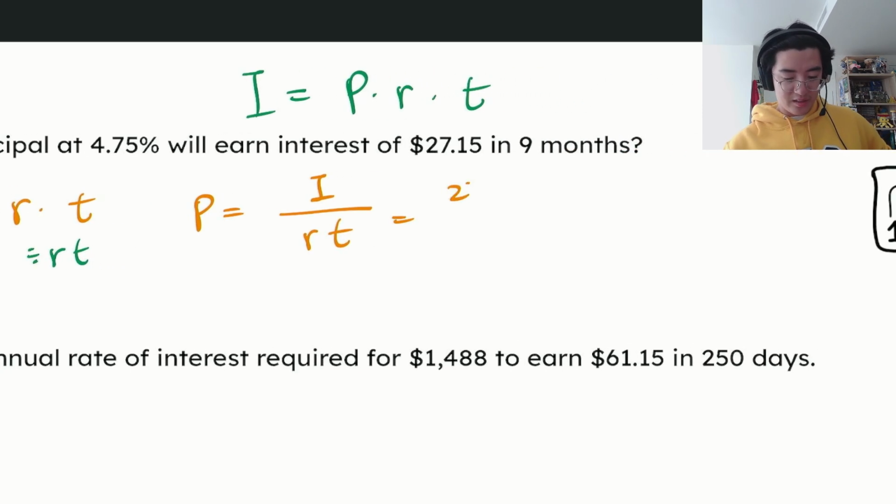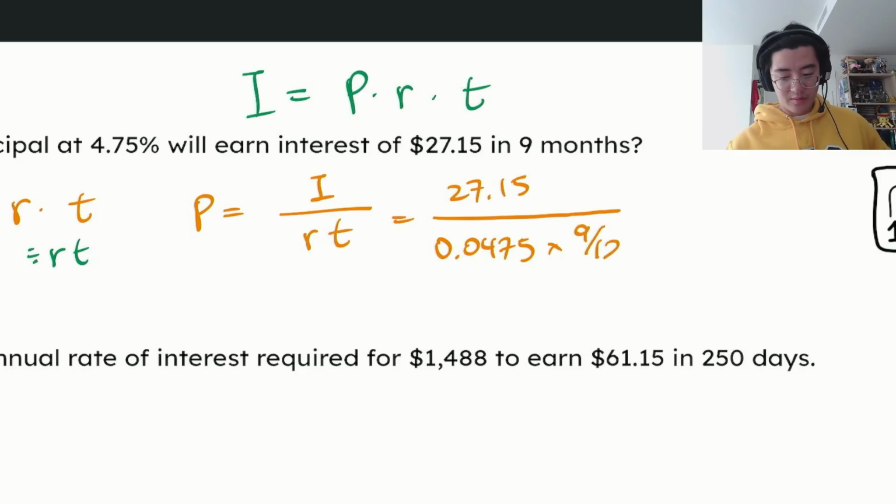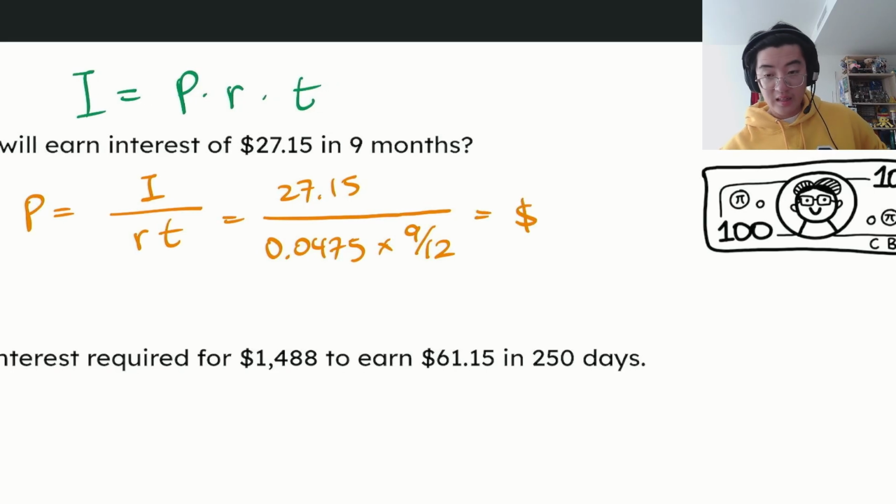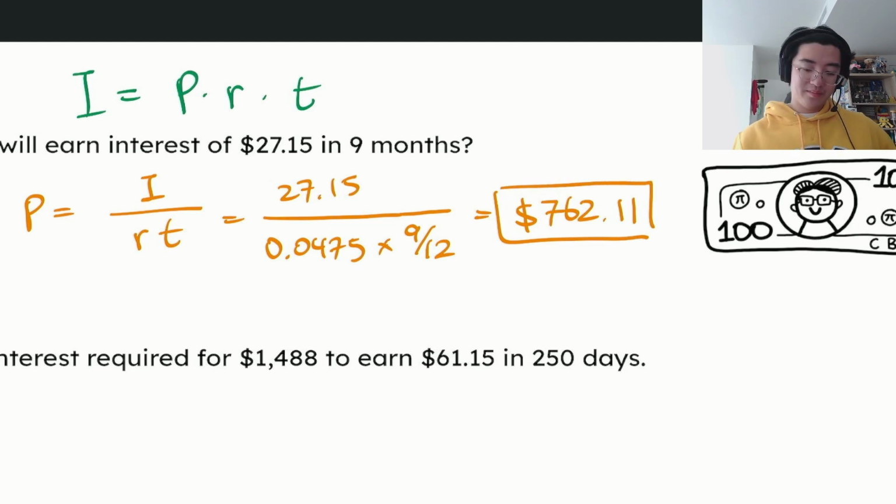We know the interest earned is 27.15. The interest rate is 4.75% as a decimal, times 9 months, that is times 9 over 12. Be careful of the order of operations here. And so in total, it's $762.11. That's our principal.